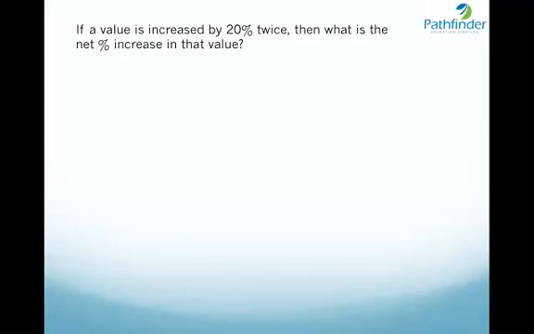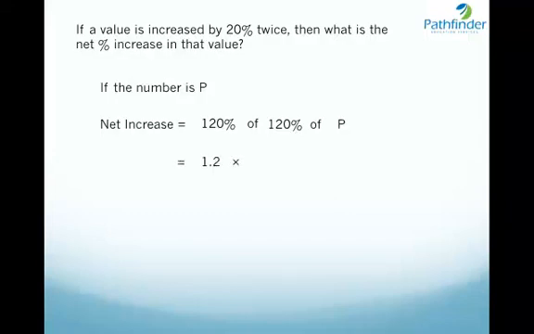Let us solve one simple question. If a value is increased by 20% twice, then what is the net percentage increase in the value? If the number is P, then the net increase is given by 120% of 120% of P, which is equal to 1.2 into 1.2 P, which is equal to 1.44 P. And you would recognize immediately that 1.44 P means it has increased to 1.44 into 100% of P. So it has become 144% of P. And 144% of P is nothing but 44% increase.